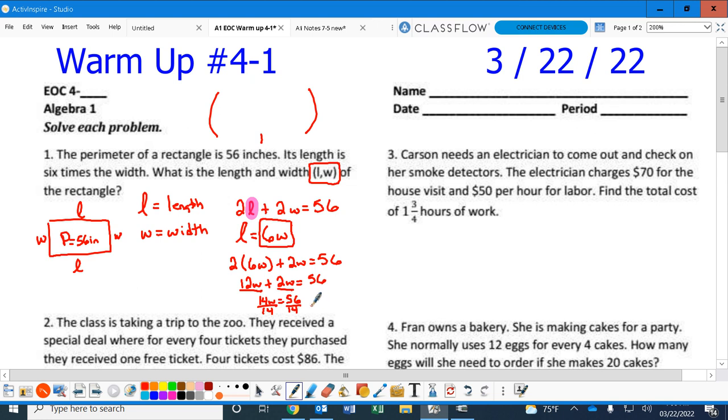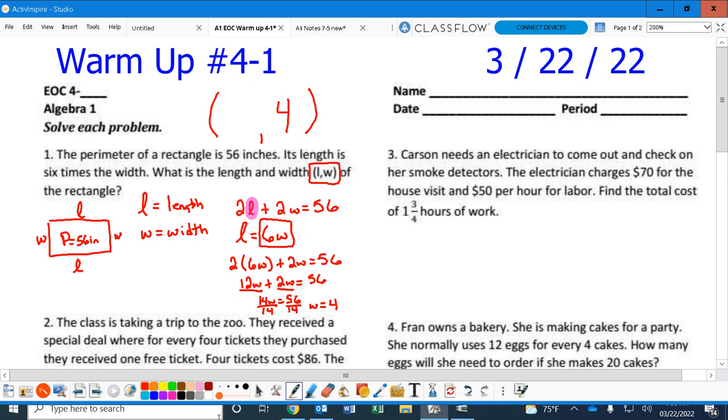Divide both sides by 14. W equals, what's 56 divided by 14? 4. Just even? 4? Okay, perfect. So our width is 4. Guys, which spot does the width go in? First spot or second spot? Look. Second. It says W is in the second spot. The 4 goes right there.